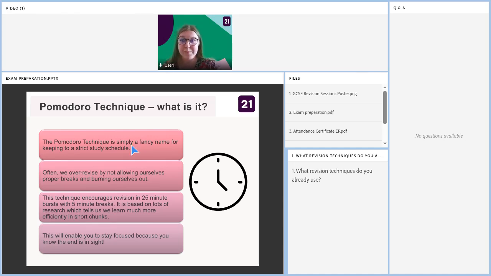It's a fancy name for keeping to a strict schedule, essentially. So this is what we do with you at school. As students, what we do is we keep you to a schedule. We make sure that you are in science when you're supposed to be in science. Then you're in maths when you're supposed to be in maths. And we give you sort of, at A21, 40-minute bursts, because this is research backed. And we know that after 40 minutes, you're starting to switch off.